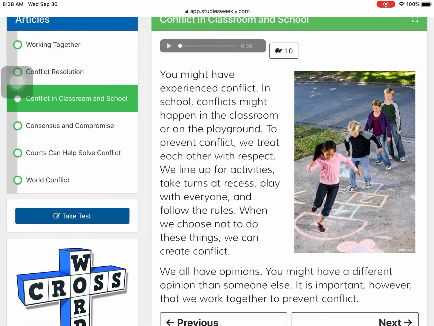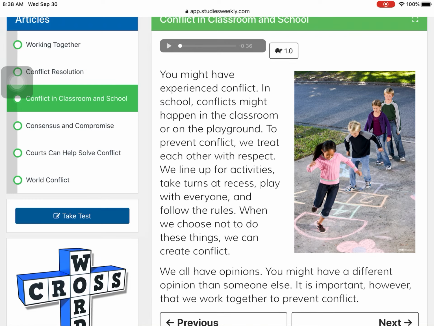To prevent conflict, we treat each other with respect. We line up for activities, we take turns at recess, we play with everyone, and we follow the rules. When we choose not to do these things, we can create conflict. We all have opinions. You might have a different opinion than someone else. It is important, however, that we work together to prevent these conflicts.